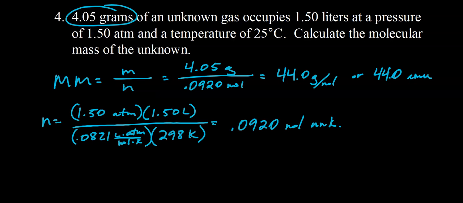All right, here's the setup. So we find moles using the ideal gas law. So you get 0.0920 moles of the unknown gas. Take the mass of the unknown, which is given to us in the problem, divided by the moles that you calculated, and we get 44.0 grams per mole. Technically, since the question asked for the molecular mass, really this is the best answer. We want to give the units in AMUs, so we get 44.0 AMUs.